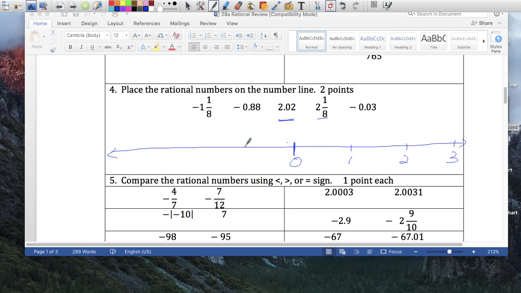On the negative side, I'm going to go -1. Well, yeah, I'm going to need it. And -2. And I'll put -3 just to make it even.